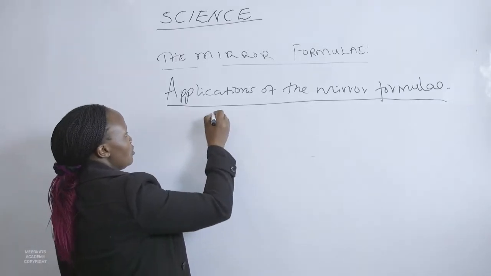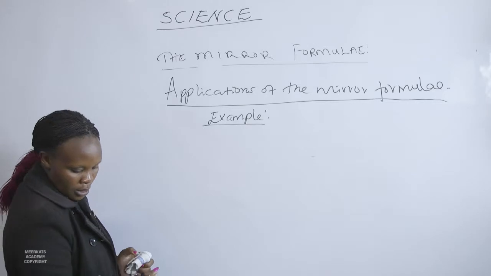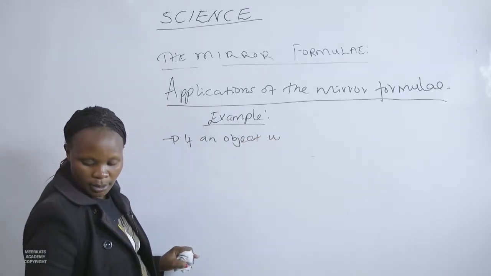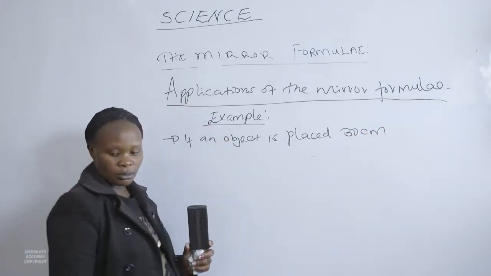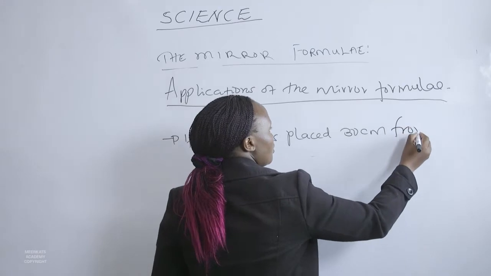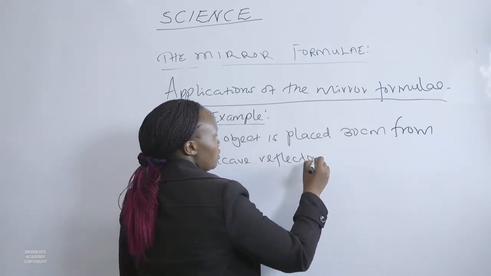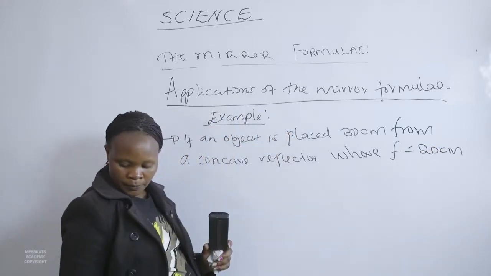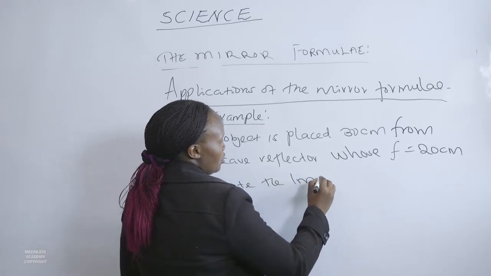For example, we have examples. If an object is placed 30 centimeters from a concave reflector whose F is 20 centimeters, we are supposed to calculate the image position.